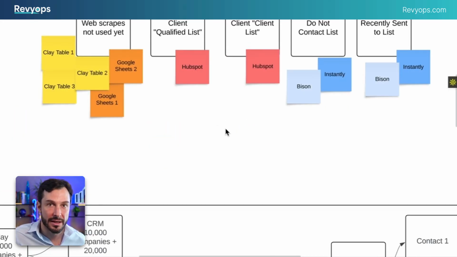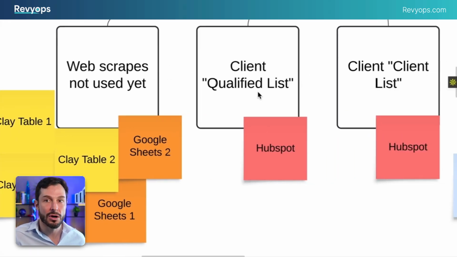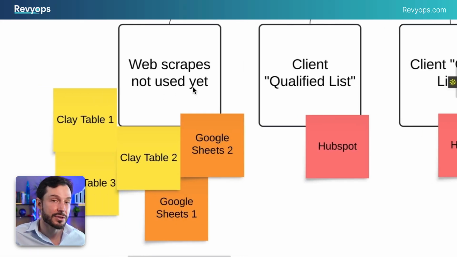This is what it looks like where you have a bunch of different siloed, scattered spreadsheets across the web. So you have your web scrapes not used yet. Let's say you pulled them down, but they're not yet in a campaign and you haven't been using them yet for outbound, whether you're doing cold email, LinkedIn DMs, or cold calling lists. The bottom line is you've done a web scrape. It hasn't gone anywhere yet. So it's just sitting there and it's not in your CRM because it's still in the raw format.